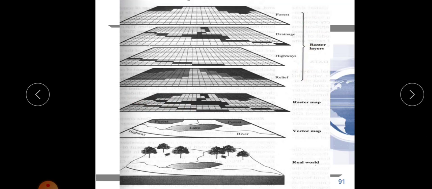For this raster layer we are using the grid cells. Here it is representing the highway, that is the road, so we are using a series of cells. Here it is representing the drainage, that is the river, so we are using a group of cells. And here we are representing forest, that is in the form of polygons, so we are using a group of cells. So I think it's clear.